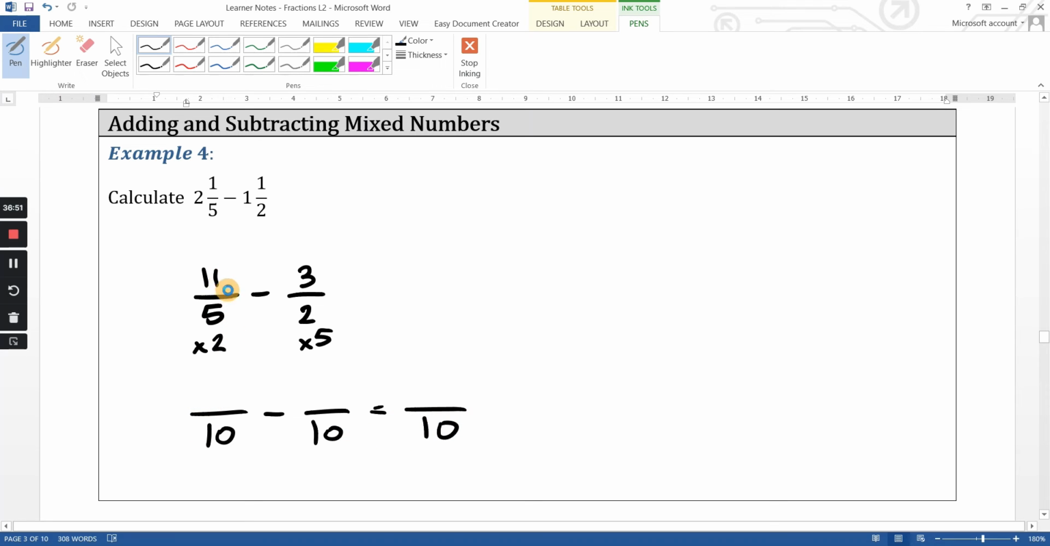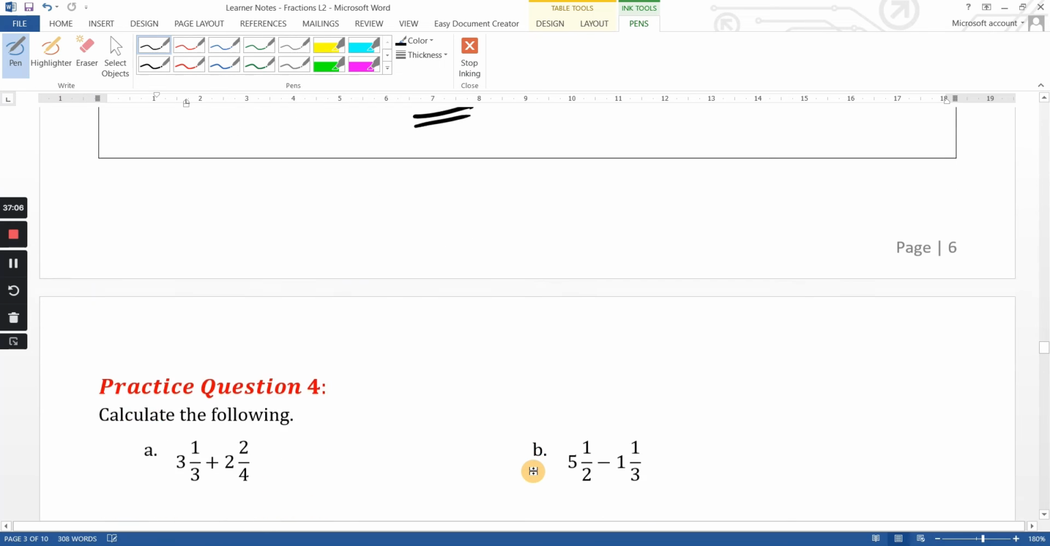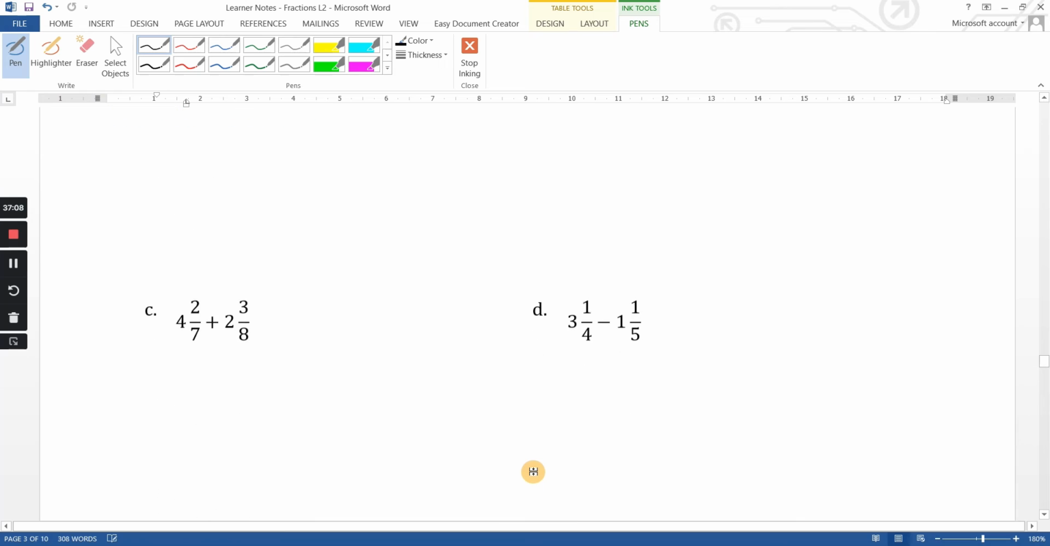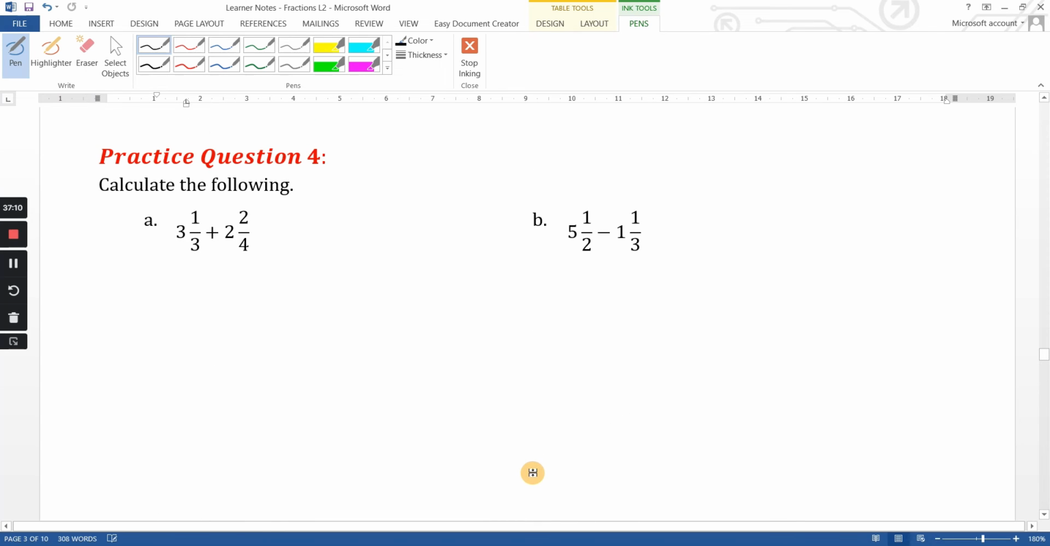Okay, and now I can do 11 times 2, which is 22, and I can do 3 times 5. 22 take away 15 is 7. Yep, so my answer is 7 over 10. Yep, so if you just want to practice a few of those as well, pause the video, have a go, and just unpause it when you're finished.